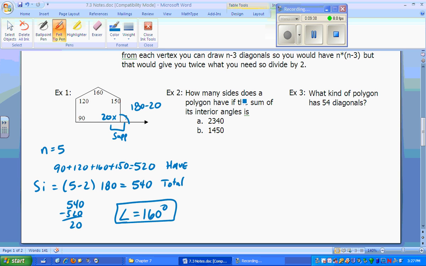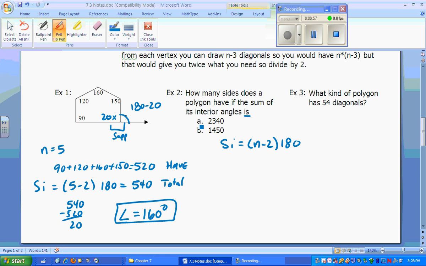Example number 2. How many sides does a polygon have if the sum of the interior is 2340? So now we're working our way backwards. Instead of giving us the n, they're giving us the total. Well, we still know they're giving us the sum of the interior, so you have to use the sum of the interior formula. That's the only thing that would make sense.